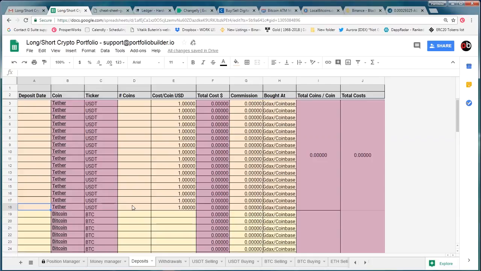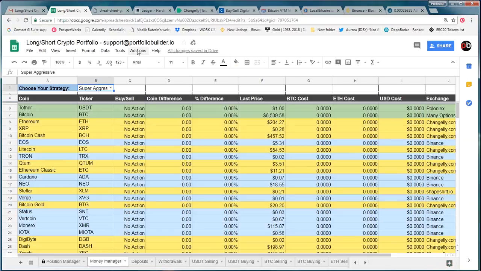If you insist on entering all your historical data, that's fine, and we do have a lot of guides linked to from the PDF of how to do that. But in this guide, I'm going to assume that I'm just going to start off with a $25,000 deposit of cash. Okay, so now I'll go to my money manager, and I need to decide which strategy I want to start with. Let's just say we wanted to do the super aggressive basic portfolio.